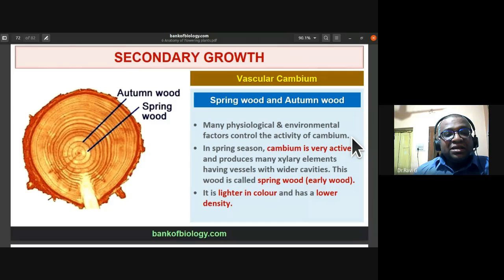In spring season, the vascular cambium is very active and produces many xylary elements having vessels with larger diameter or lumen, we call it, with wider cavities. This type of wood we call spring wood or early wood. Spring wood is lighter in color and has a lower density. So you can see this lighter in color and lower density. We call that spring wood.